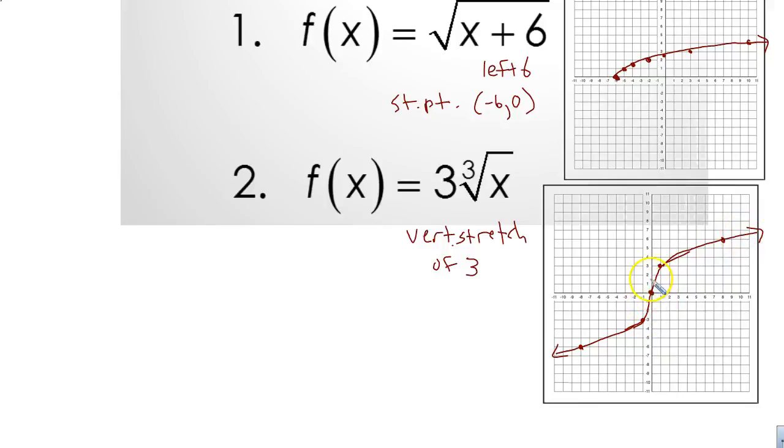Now it looks in some graphs like it goes straight up and down here, but it's still a function. It doesn't. It just increases very fast near the origin and then levels out as you go in both directions.